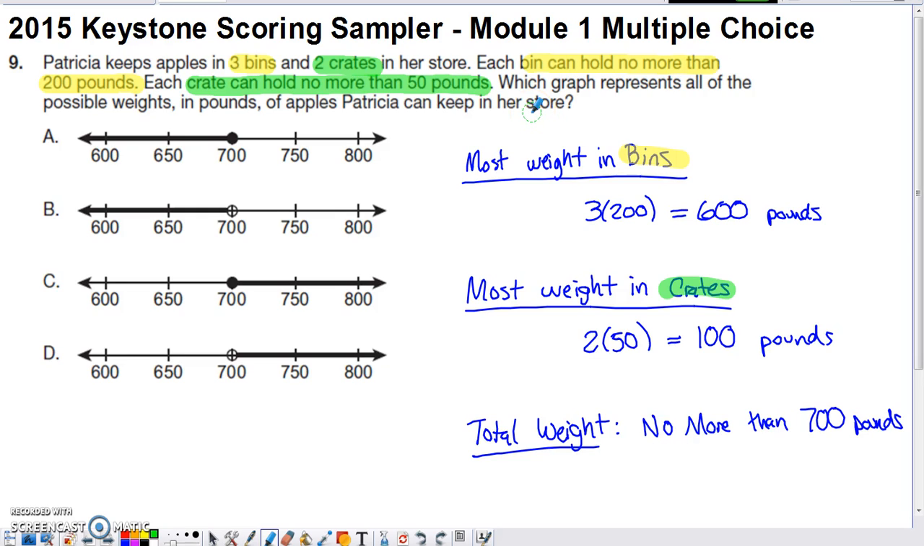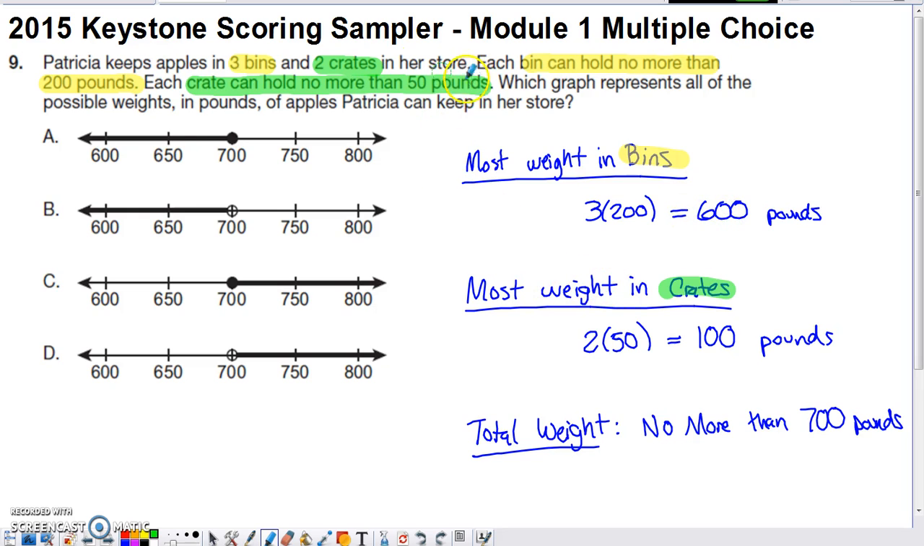So what I thought here is it makes sense to do this problem in 2 separate ways. I want to do a little calculation involving the bins, and I want to do a little calculation involving the crates. So I highlighted my information about the bins in yellow and my information about the crates in green. What's the most weight that we can fit into these 3 bins? Well, if each bin can hold no more than 200 pounds, the amount of weight that can fit into those bins is the number of bins we have times the most weight that a bin can hold. So that's 600 pounds.